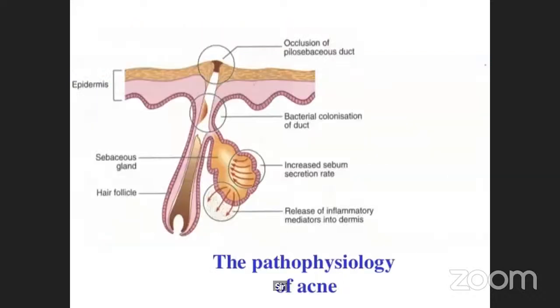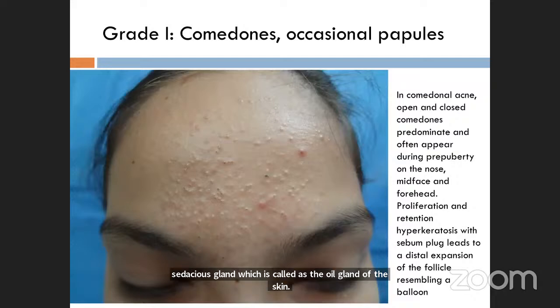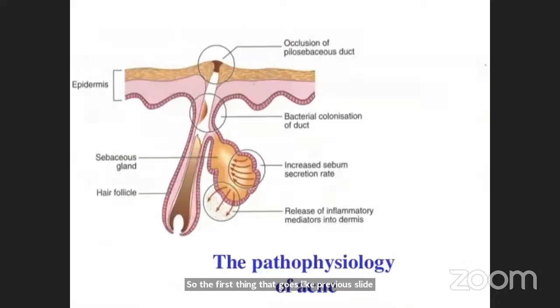So this is the diagram which shows the pilosebaceous unit, that is the hair follicle. It's coming out of the skin and its attachment with the sebaceous gland, which is called the oil gland of the skin. So the first thing that goes abnormal in a patient of acne is that the duct gets blocked.